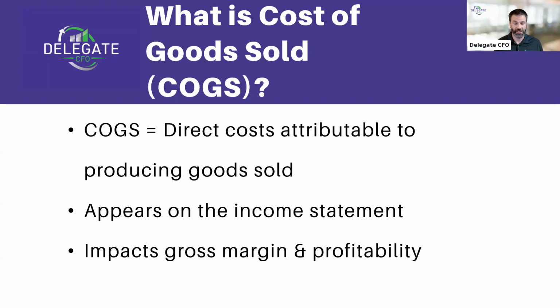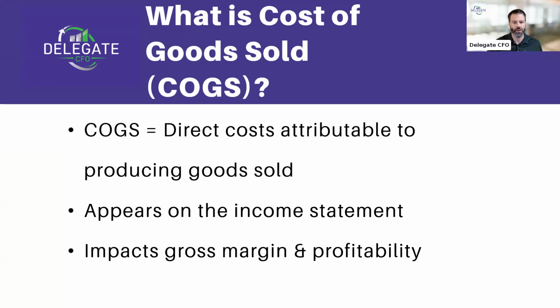Now, from a financial standpoint, cost of goods sold is almost always going to be a separate line item on your income statement. On your income statement, the top line is going to be revenue. Next line is going to be cost of goods sold. Then you're going to have your gross margin. And then down below that will be all your operating expenses, which are your sales, marketing, admin, and so forth.